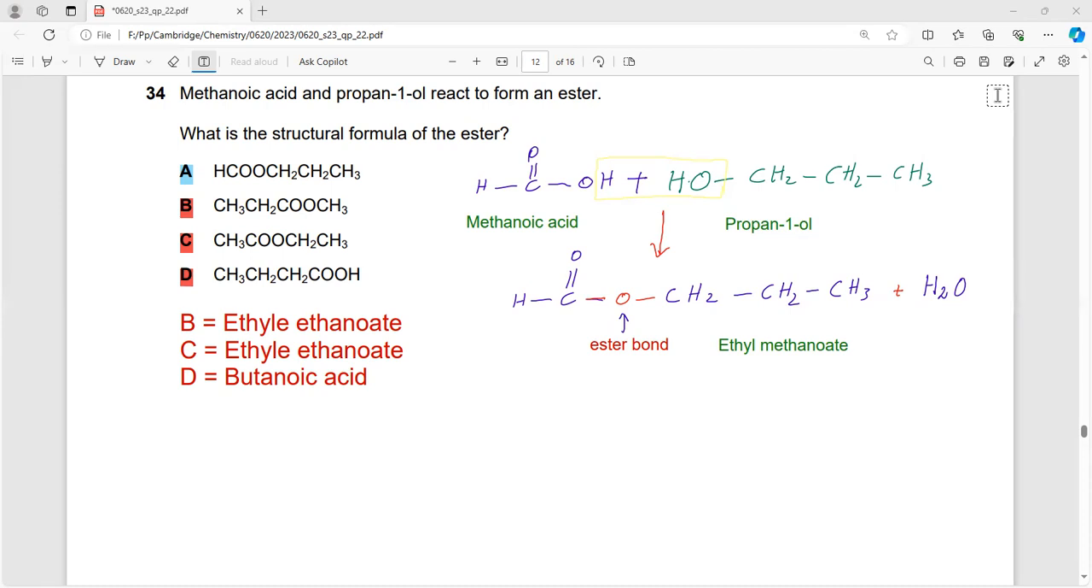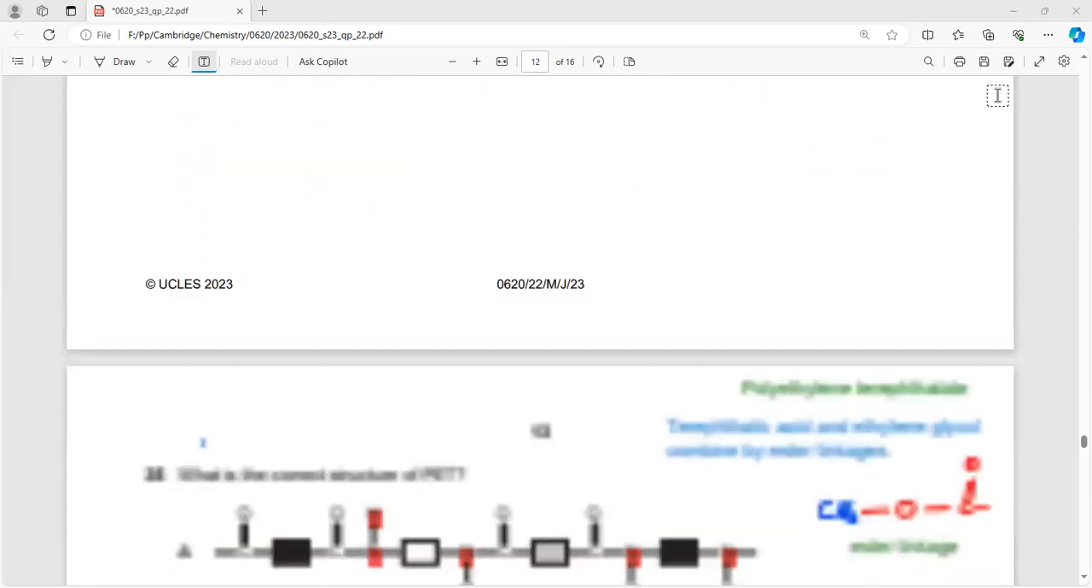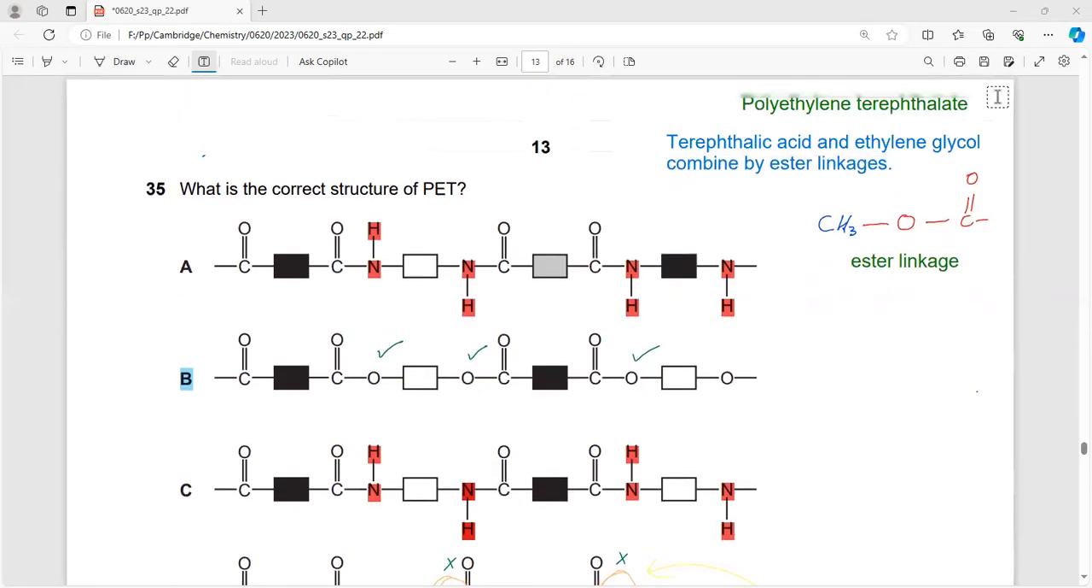So B is wrong. Why? Because this is ethyl methanoate. So the formula name given there is wrong. What about C? It is also ethyl ethanoate. It's supposed to be propyl methanoate. So that's why that's wrong. And D is butanoic acid. That's also a wrong formula according to the given equation. So the question number 35.